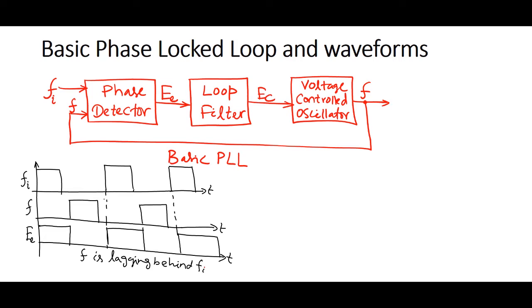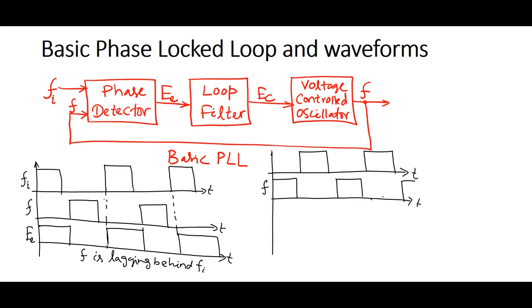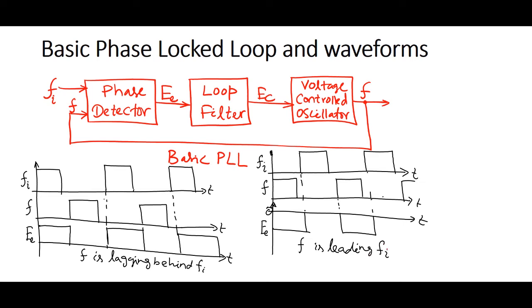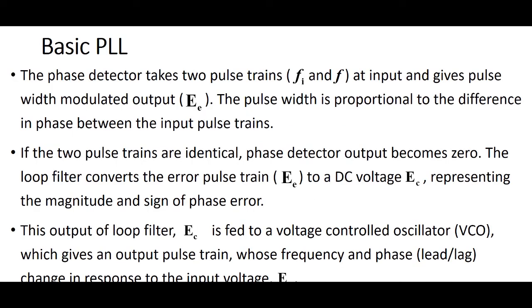Another case of waveform we will draw. Output frequency is leading. Output frequency is leading the reference frequency F(i) as shown here. In this case, the output of the error pulse train will be negative. This is the error pulse train, negative. This is the 0 line. So, F is leading the reference frequency F(i). So, the output of the phase detector is drawn like this. Then we will go to the basic PLL.